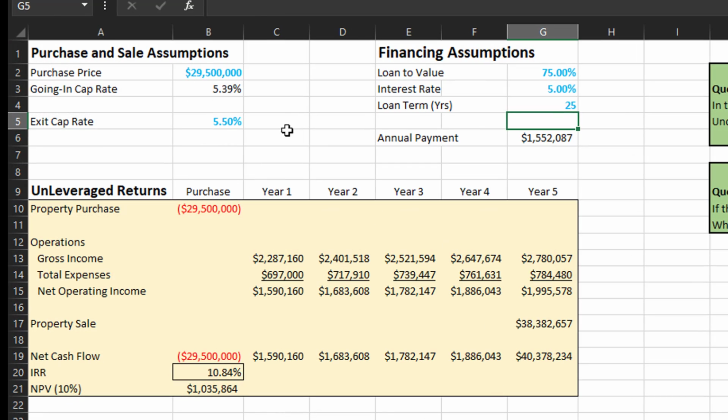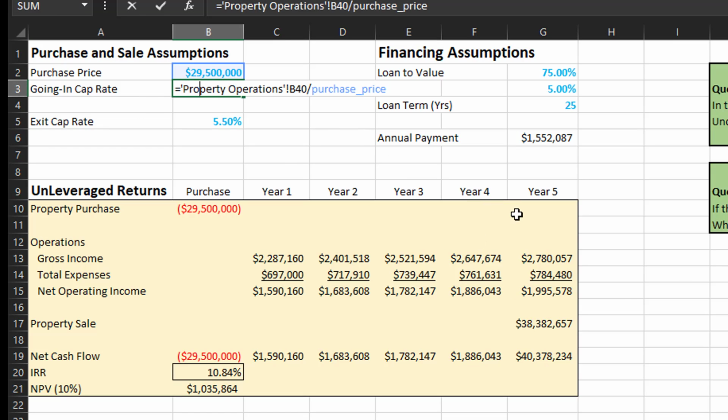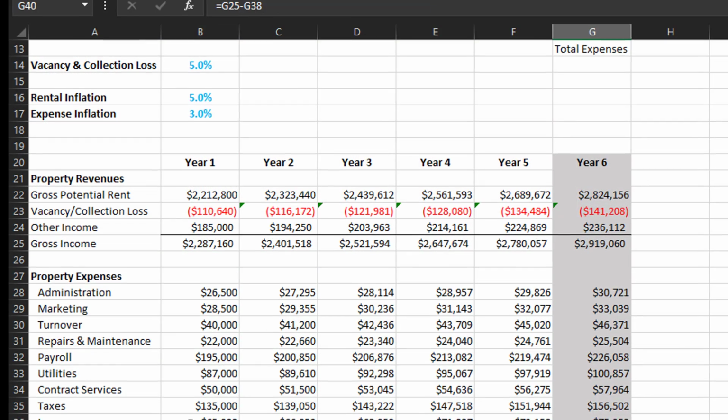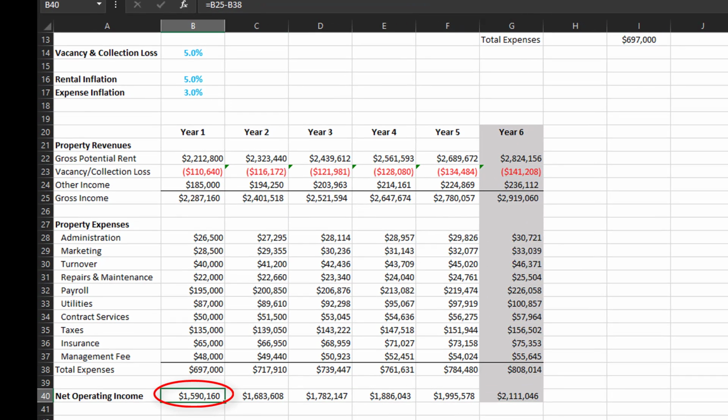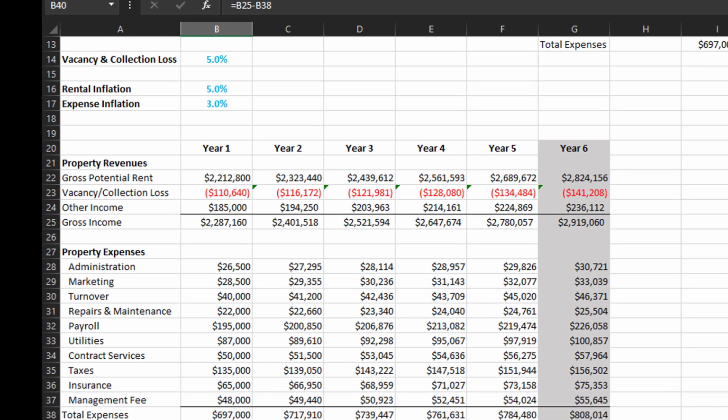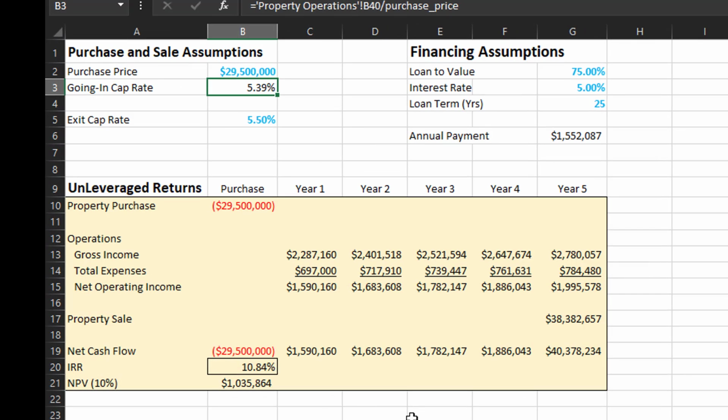We have the assumptions up here. We're buying this thing for $29.5 million. That's a going in cap rate, by the way, of 5.39%. We can see what we're doing there. We're looking at the operations in the first year. So if we scroll down, oh goodness, that's in the operations tab, B40. B40 is the first year's NOI. So if we look at the first year's NOI and what we're paying for it, that's basically a 5.39 cap. That's the going in cap rate.